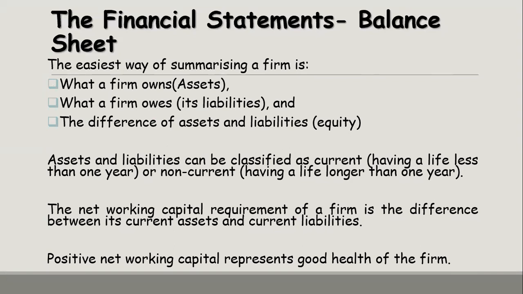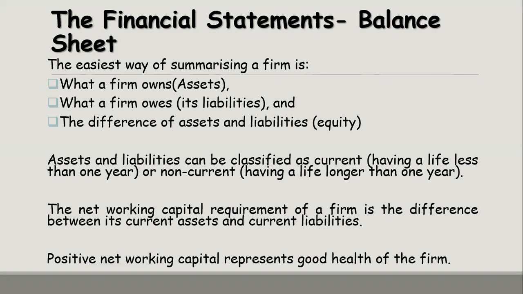The financial statement. First of all, in this video, we are concerned with the balance sheet only. The easiest way of summarizing a firm is its balance sheet. What a firm owns in the shape of assets. What a firm owes, its liability. And the difference of assets and liability equals equity. That is the part related with the owners of the company.